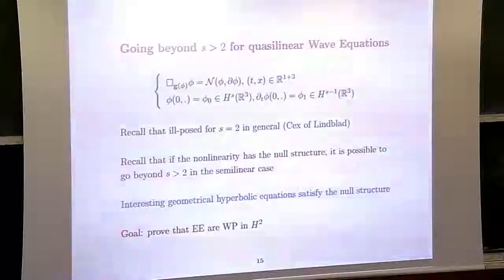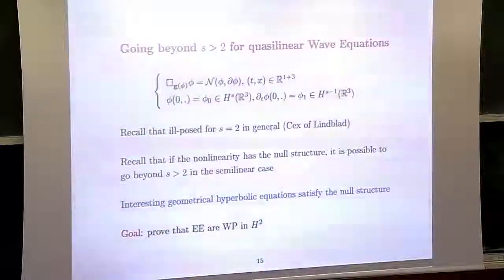But recall that if the nonlinearity has a special structure called the null structure, it's actually possible to go below H2 plus epsilon in the semilinear case. So you'd like to do the same in the quasi-linear situation. But, of course, the first difficulty you have is, what is this null structure, in other words?